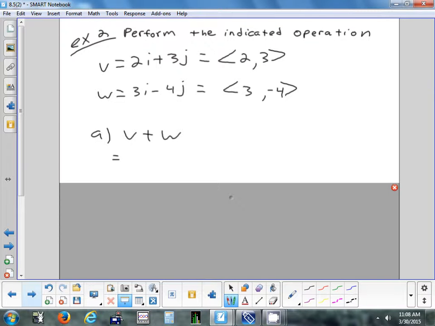Right, what I'll do to try to get used to writing it with i's and j's and using the angle brackets, we'll do it both ways. Okay, I want to make sure everyone's comfortable with either notation.